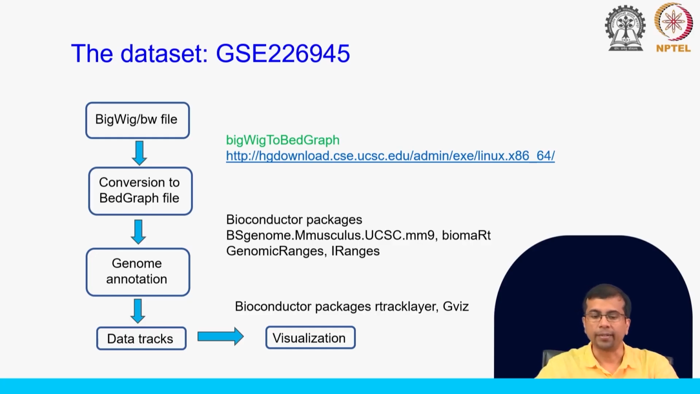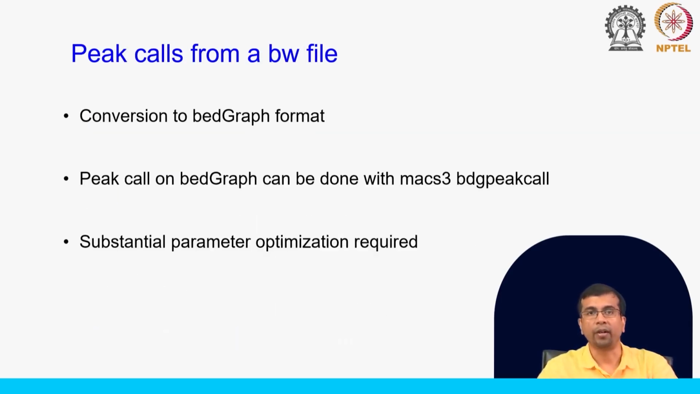Then we will visualize the results, right. The data tracks, again a very similar exercise as before, where we will take the Bioconductor packages rtracklayer and Gviz, okay. As I said, we can also do peak calling, right, after we have converted BW files to bed graph format, okay. This is possible, right, to take this bed graph format and we can actually do the peak calling, very similar to what we had done after the binning experiment. Okay. So, peak calling is done with MACS3 bdgpeakcall. Okay.